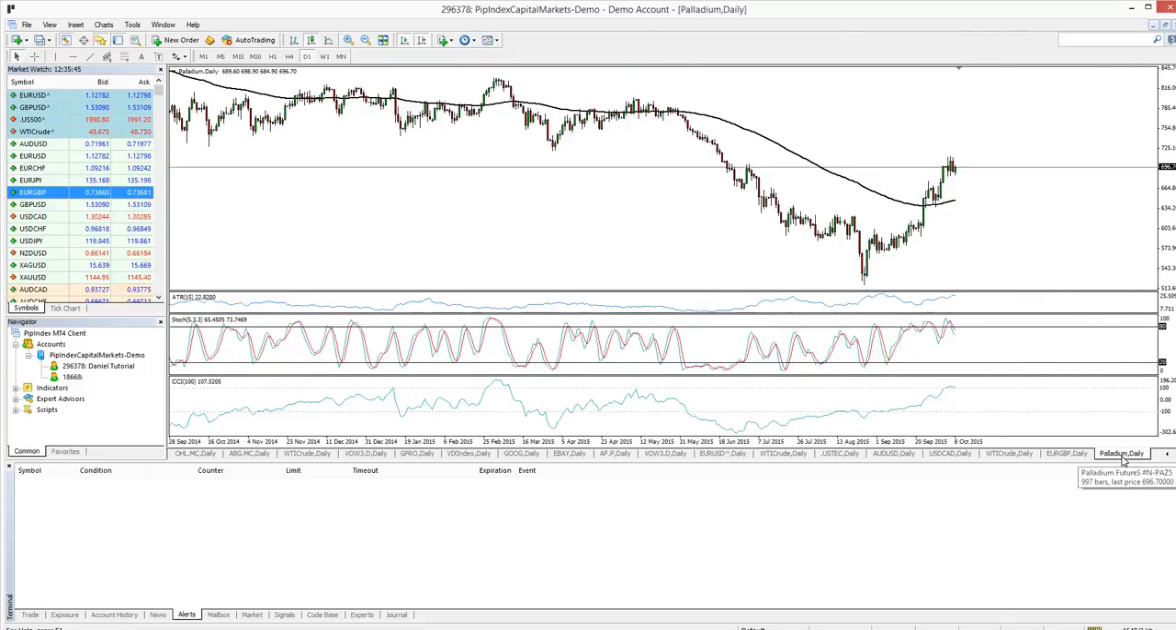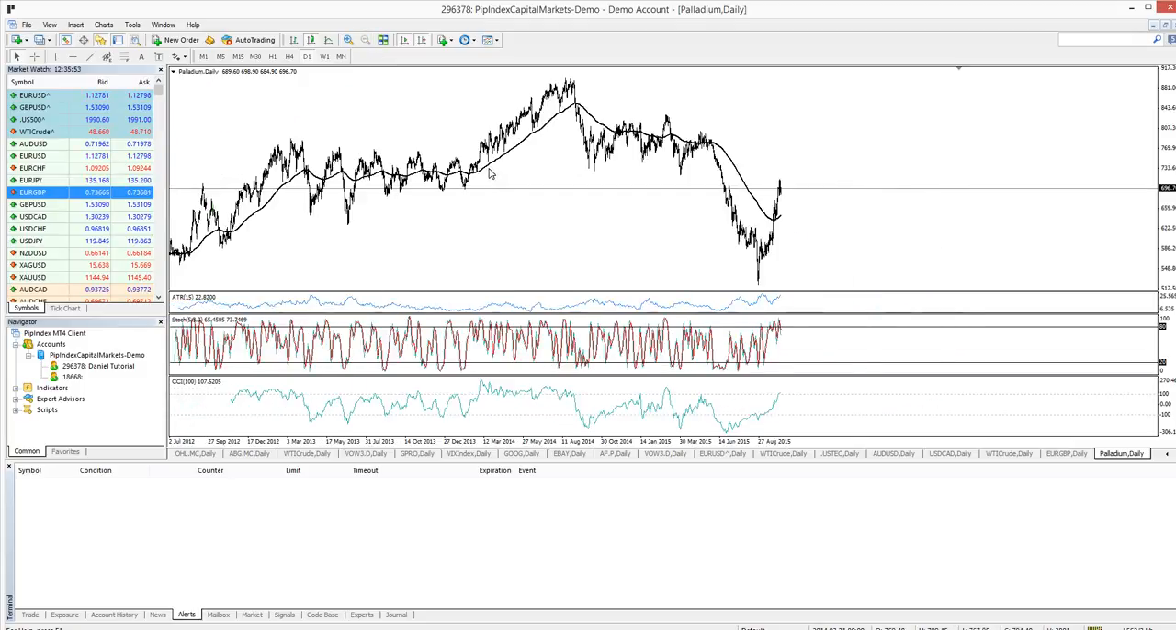Now let's take a look at palladium. And in front of us we're looking at the daily chart of palladium, okay? So what we see here, and I'm just going to pose this to you all, is there anything noticeable about palladium? Anything noticeable? Palladium, historically, guys, as you can see here, is a market with terrific trending. It trends very, very nicely.